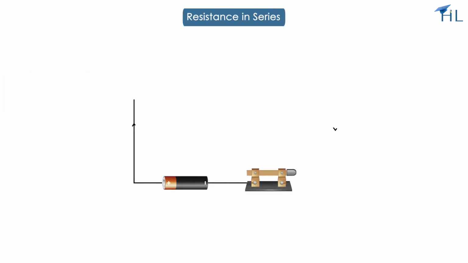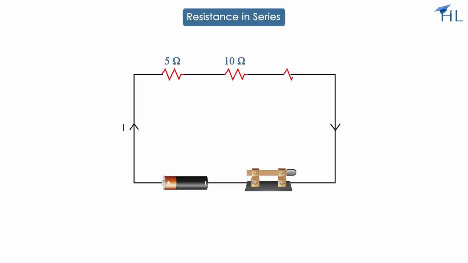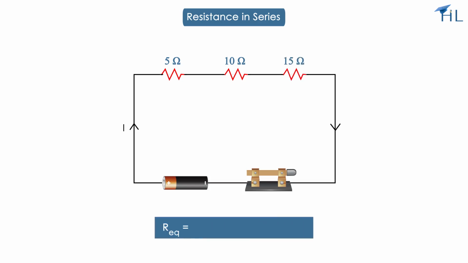For example, if we have resistors with values 5 ohms, 10 ohms and 15 ohms in series, the total resistance would be 5 plus 10 plus 15, which equals 30 ohms.